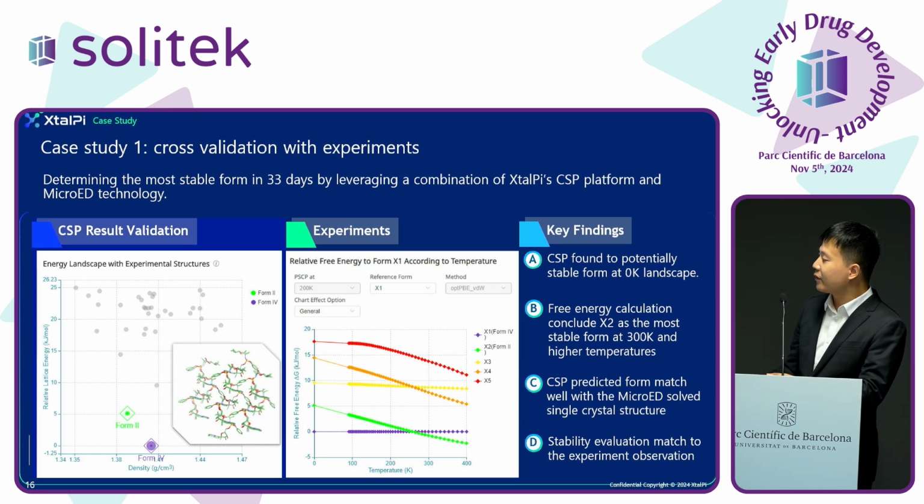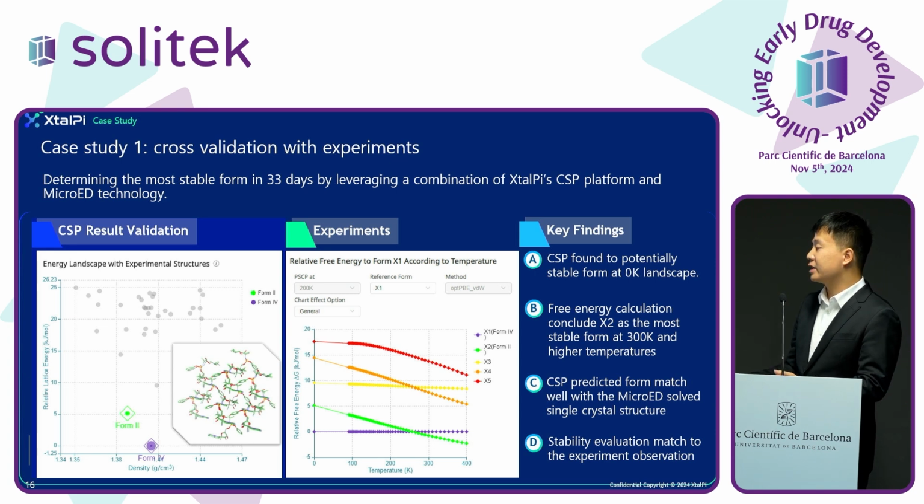After we got this 0 Kelvin energy landscape, we chose the 5 lowest energy structures and then performed the free energy calculation. The y-axis is the free energy, delta G, and the x-axis is the temperature. Interestingly, at 0 Kelvin, we see that form 4 was thermodynamically more stable. However, as temperature increases, form 2 became the more stable form. And at ambient condition, form 2 was more stable, and that's why form 2 was chosen as the leading form for further development.